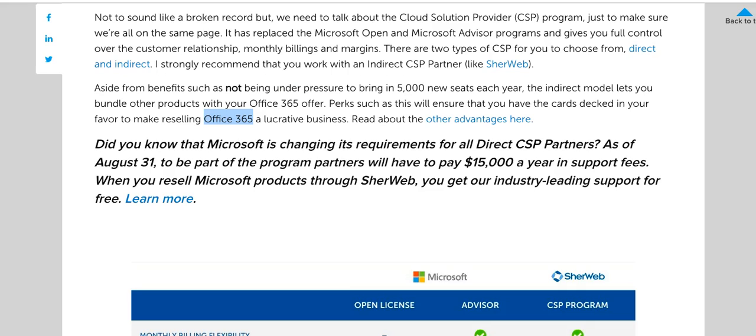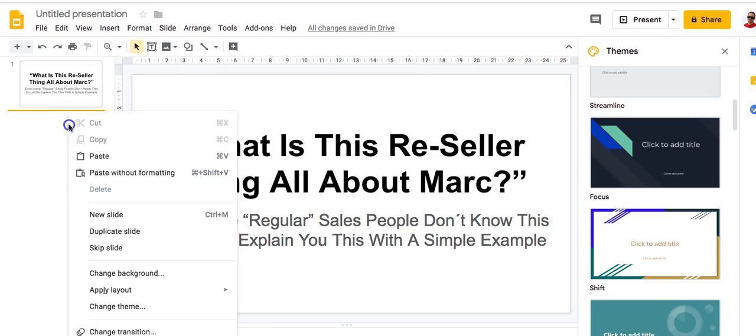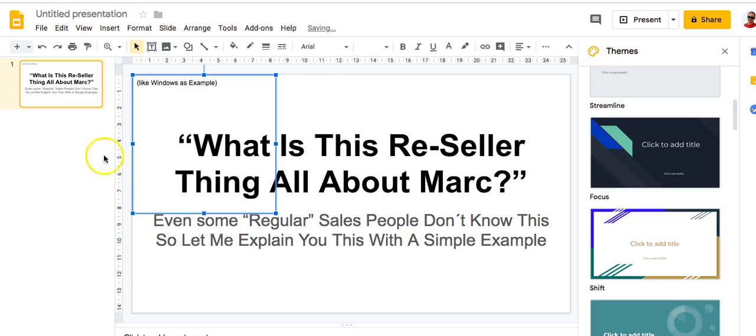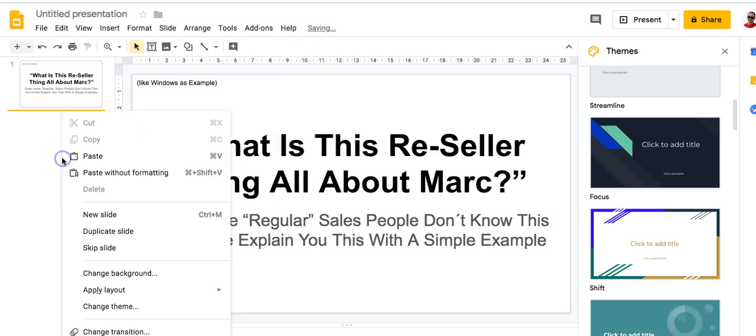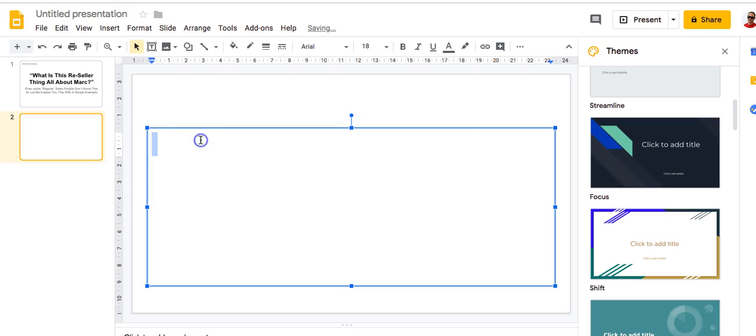Now, what is the cool part about this? Well, people are almost not sure if they know that. First and foremost, you pay for a reseller license, and this license is $10,000.